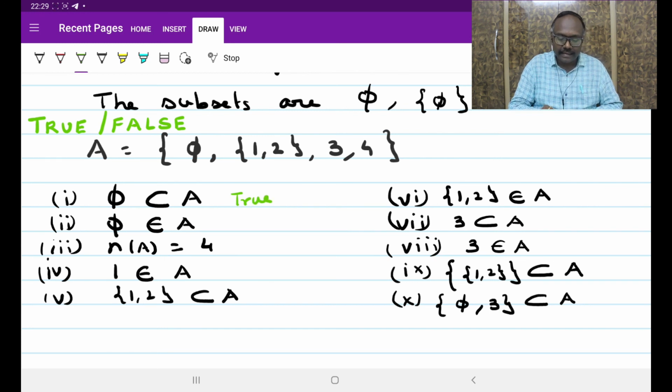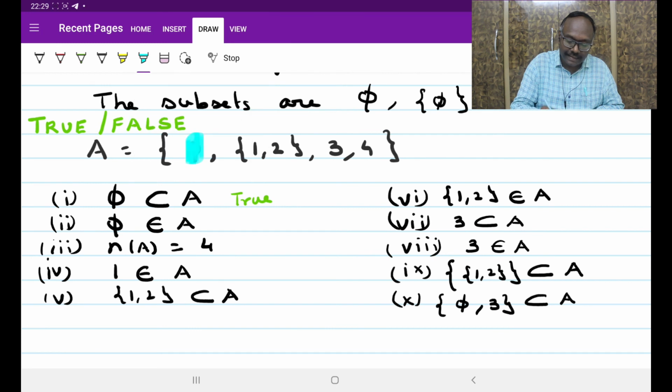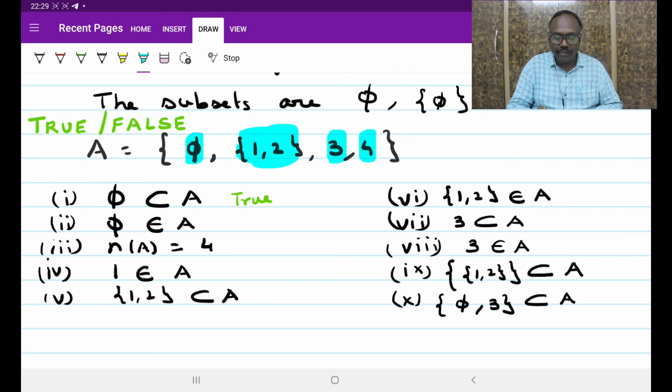Next, null set belongs to A. So here we could see that set A contains 4 members. The four members are null set, then set containing 1, 2, then the element 3 and then the 4. So it has 4 members, null set, 1 2 in braces, 3 and 4. So totally we have 4 members. So here we could observe that null set is also a member of set A. So null set belongs to A is true. So we have to write this answer as true.